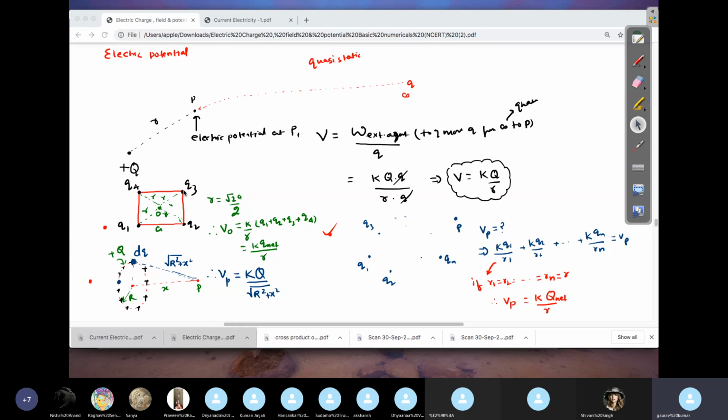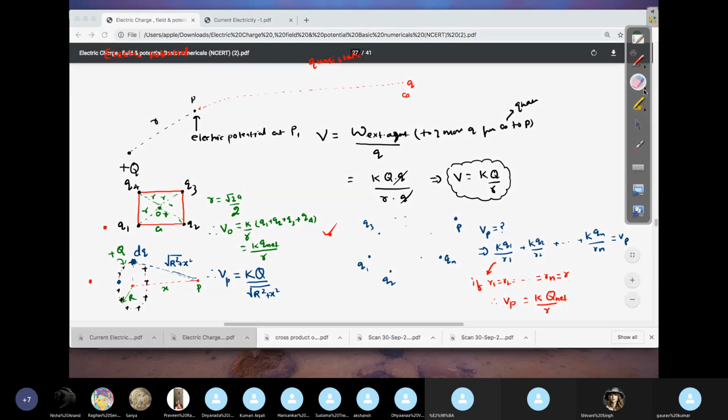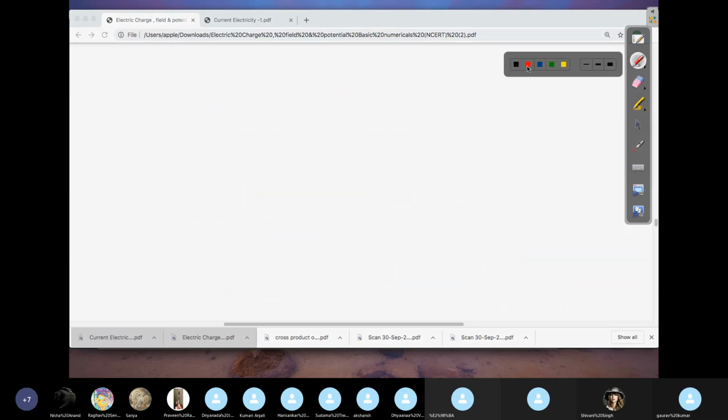Now we'll take this concept to a differential format. We'll convert this concept into differential format, and then at the end I'll teach you the concept of self energy, and then we'll start solving the numerical set. Now let's convert this electric potential concept into differential form.